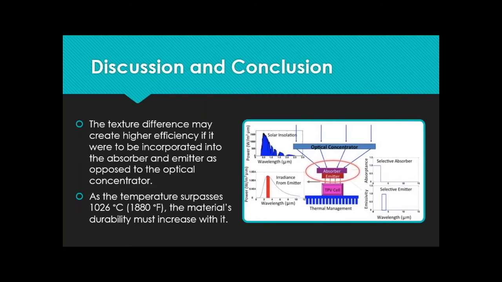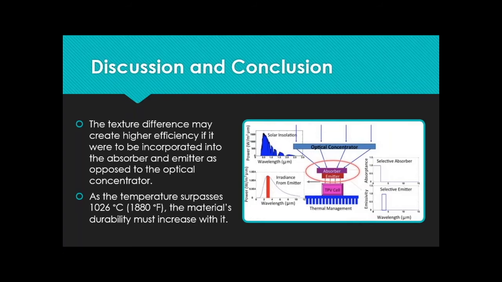Based on the data shown in the previous graphs, I concluded that my hypothesis was supported. The textured surfaces did generate more heat than the flat surface. However, I began to wonder if the texture may be more efficient in the absorber and emitter, because that's where I thought the most optical losses occurred.